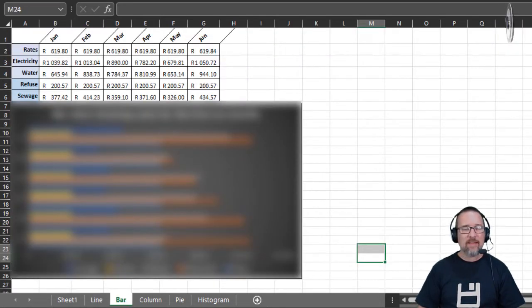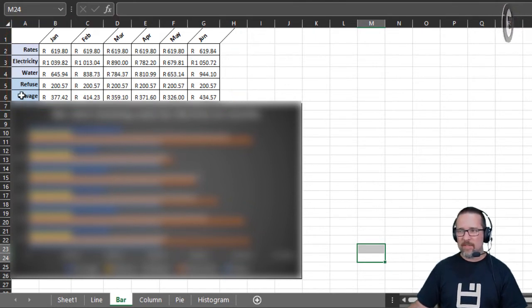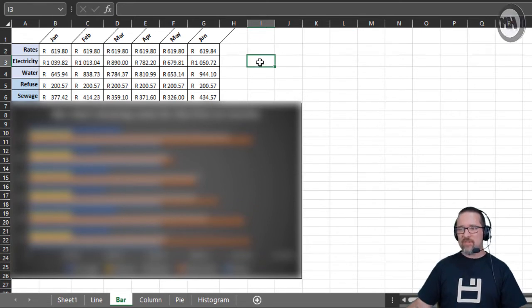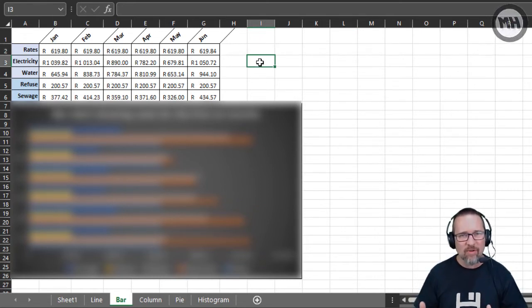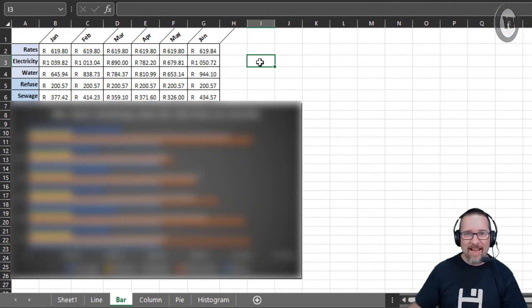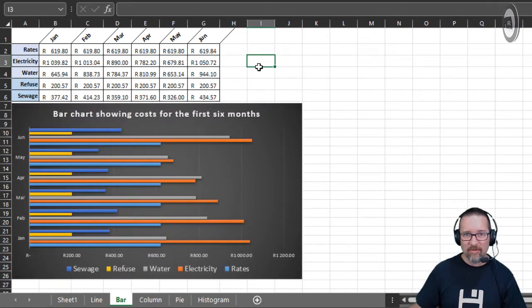Okay. Now, here we have some data where we have 6 months of the year from January to June, and we have various things like rates, electricity, water, refuse, and sewage. We have figures for each of these, and we want to use an appropriate graph to show us the comparison between all of these. A really good one is this one. That's a bar graph, okay, a bar graph.